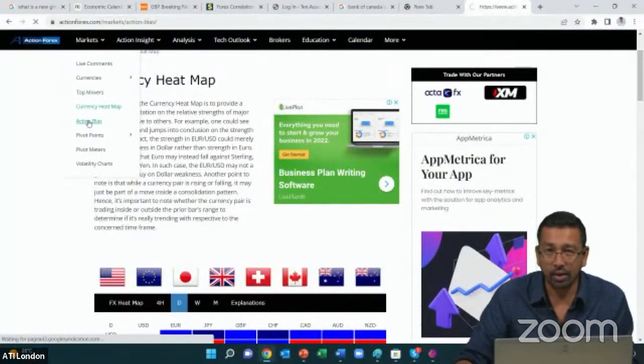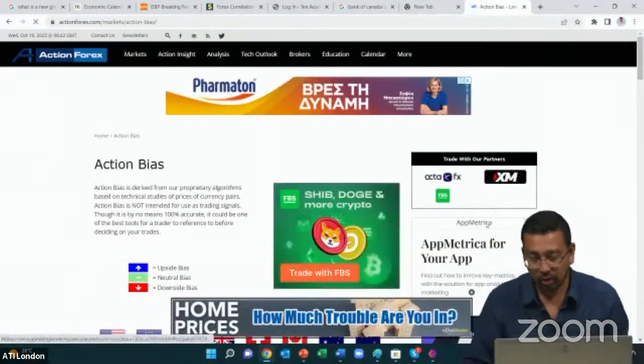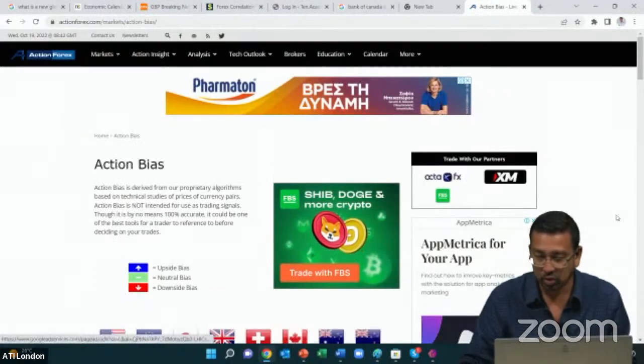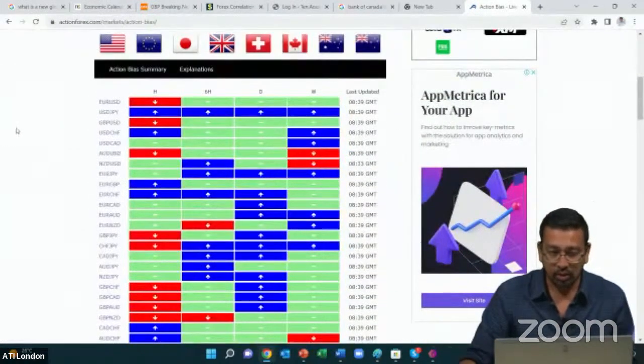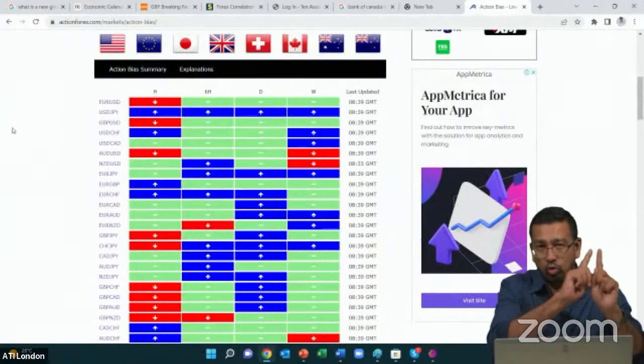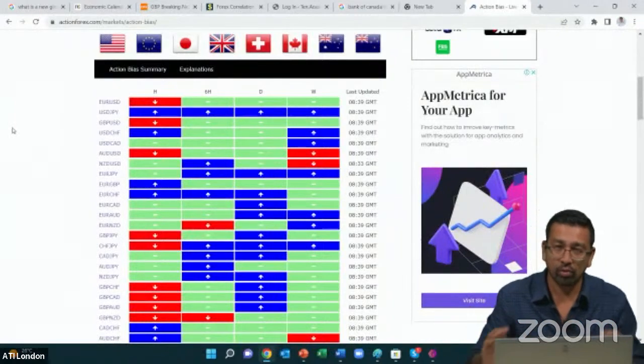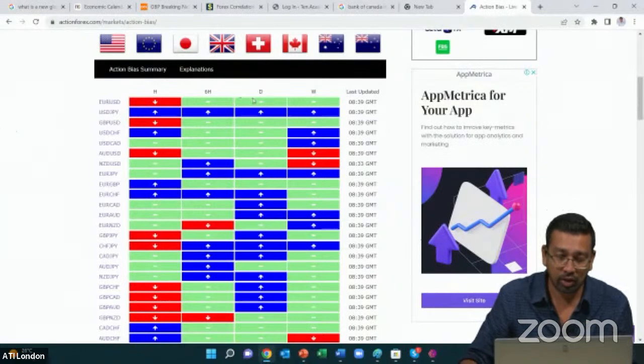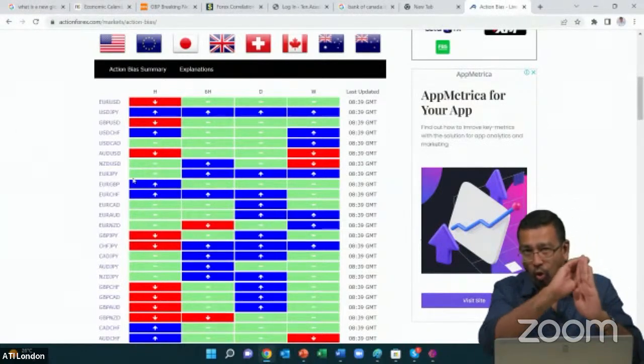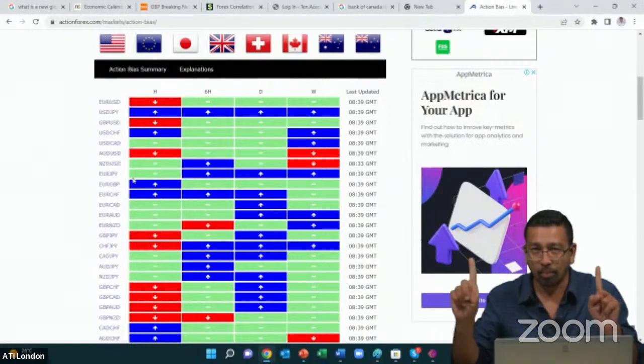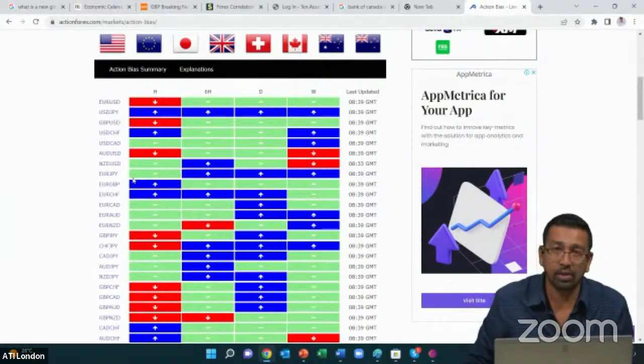But when you go on to the next one, action bias is also another type of heat map, more of a signal type, giving you an idea. You see here, you want to look for all four rows. The rows are your time frames right here, 1 hour, 6 hours, daily and weekly. So if you've got it all the same colors, same arrow up in one row, that basically means that it is bullish on the USD JPY.